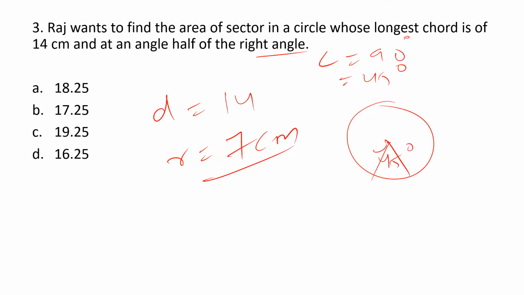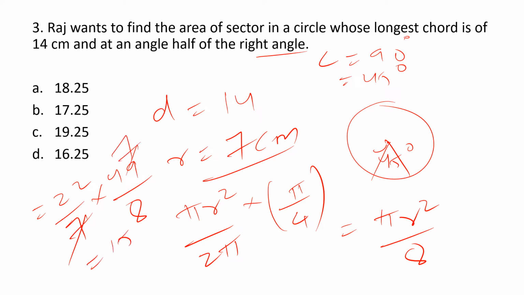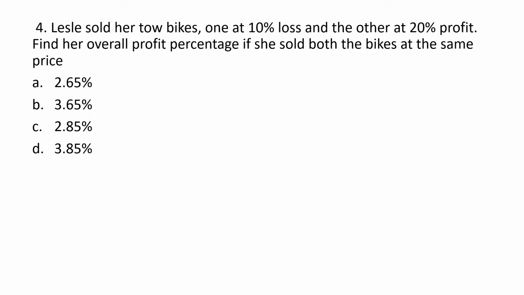So this is the sector. Area of sector is pi r square by 2 pi, or 360 degrees, into the given angle, which is 45 degrees. Expressing it in terms of pi is pi by 4. We get pi r square by 8 as the answer, equal to 22 by 7 into 49 by 8. That is 154 by 8, the final answer, 19.25. So I think I'm clear enough. Okay, moving on to the next question.